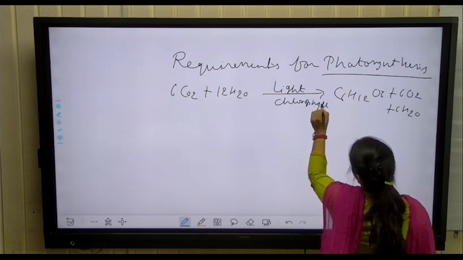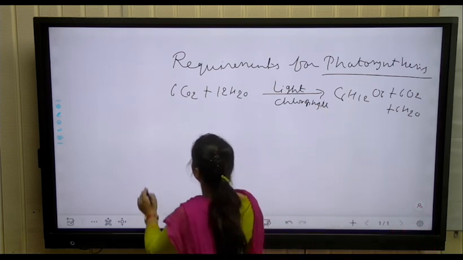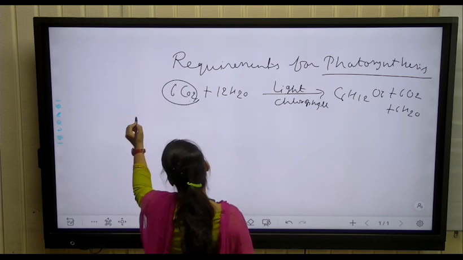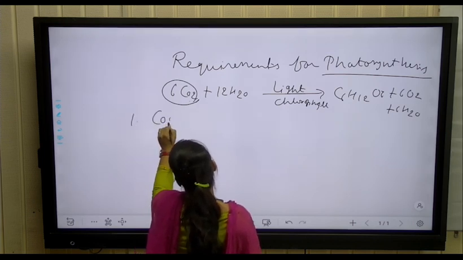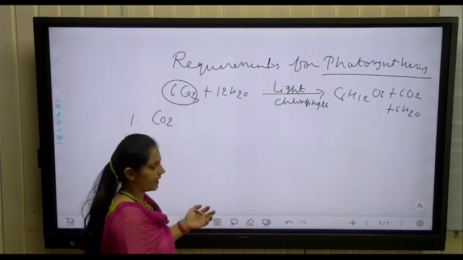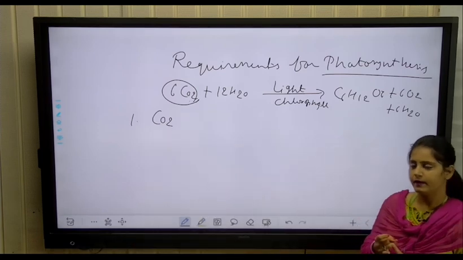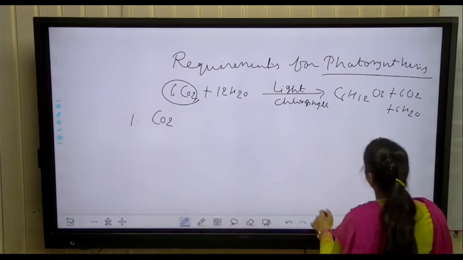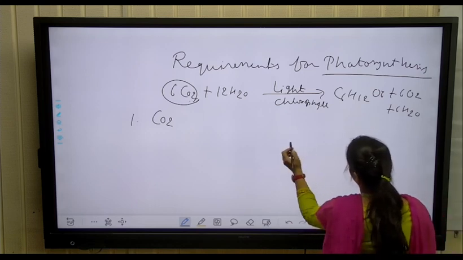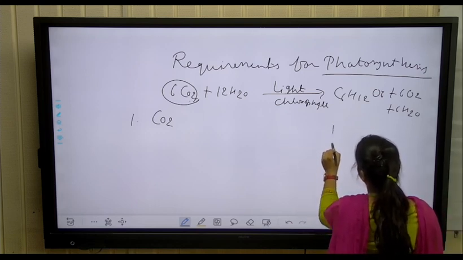So what should be the requirements? First requirement should be CO2, that is carbon dioxide. So carbon dioxide comes from where? Carbon dioxide comes from the atmosphere. We will understand with a diagram.